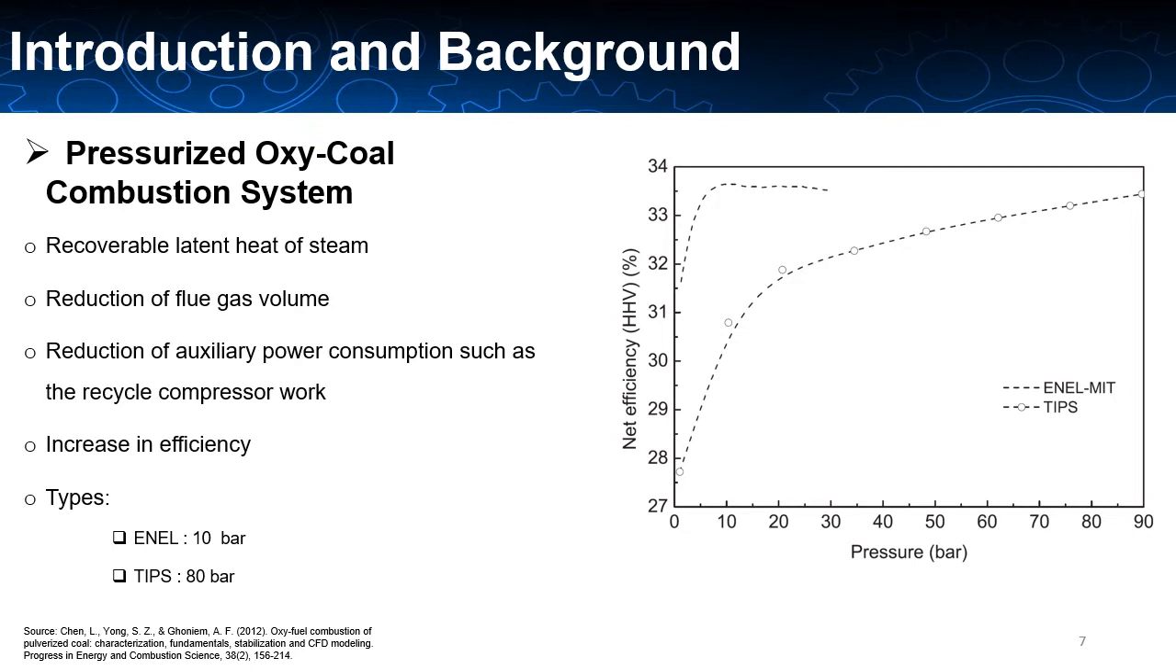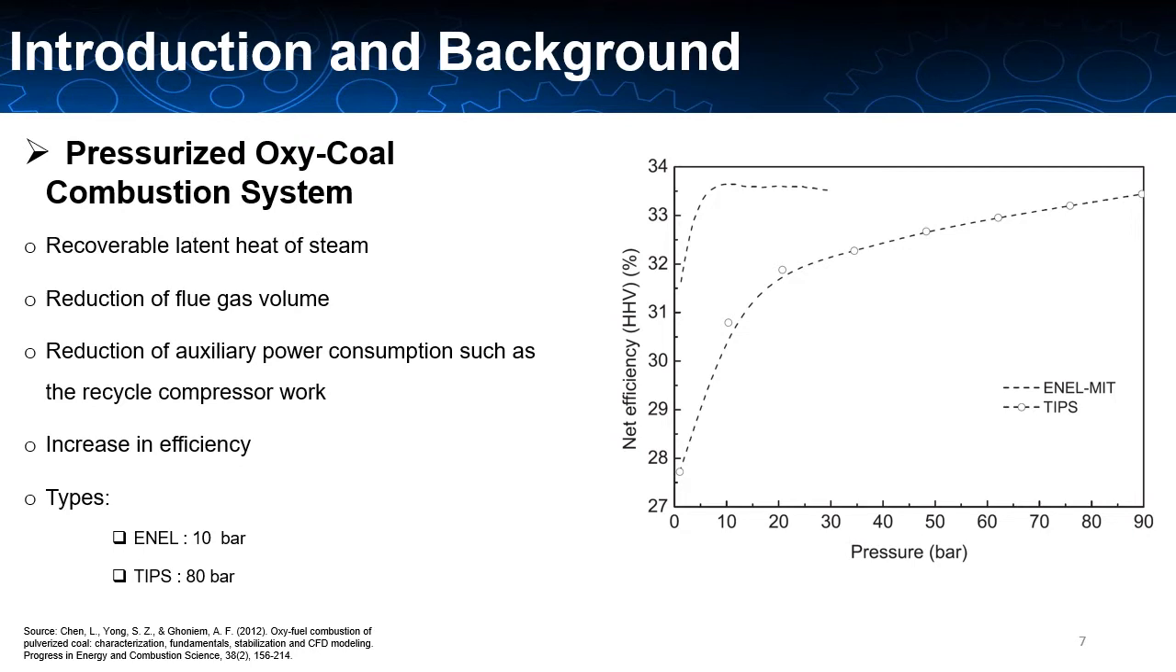Another feature that can be used in Oxy-Coal combustion system to increase the efficiency even higher is to pressurize the whole thing. There are a few parts of that, like we can have more recoverable latent heat from the combustion exhaust gases, and then we can reduce the flue gas volume. So two very well-known pressurized systems are ENEL and TIPS, and a bunch of studies have been done on them.